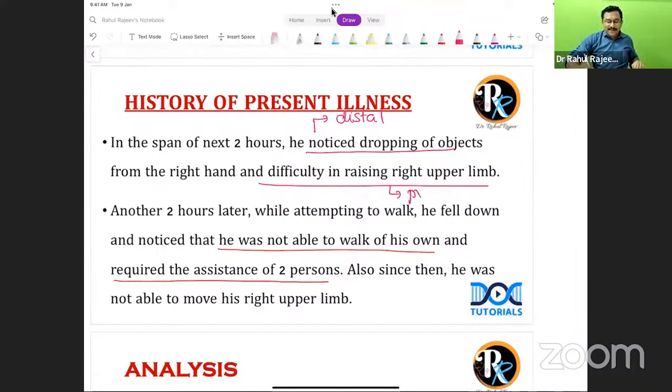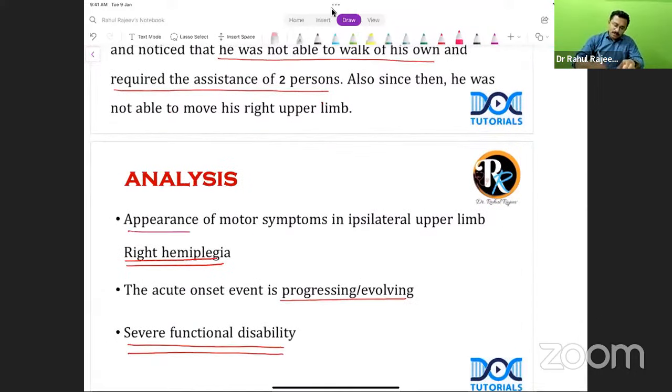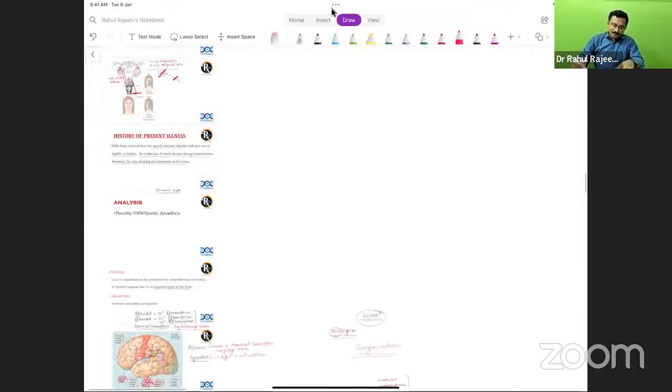So this patient is having distal plus proximal weakness. You tell me, classically in a stroke case, or a UMN lesion, will it be predominantly distal weakness or proximal weakness? Predominantly distal. But remember, it need not always be like that. Some patients can have both distal and proximal weakness as well. So maybe you can add the appearance of motor symptoms, that is, in the form of proximal plus distal weakness. Right.